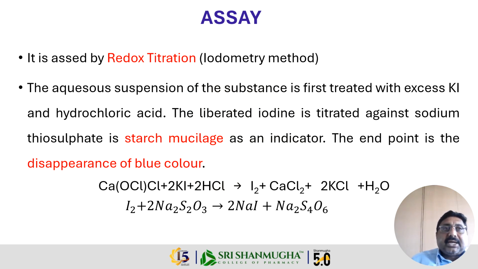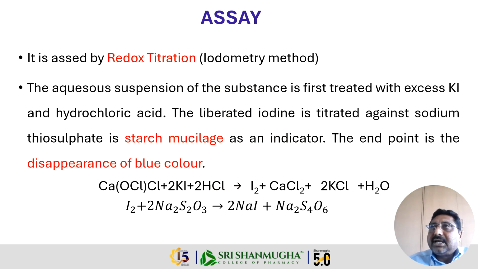So the assay: like the previous compound, this is also assayed by redox titration, but there we used potassium permanganate as a titrant. Here we will use sodium thiosulfate, Na2S2O3, as a titrant using starch mucilage as indicator. The endpoint is disappearance of blue color. This is very important. You must write the titrant and the endpoint, right?